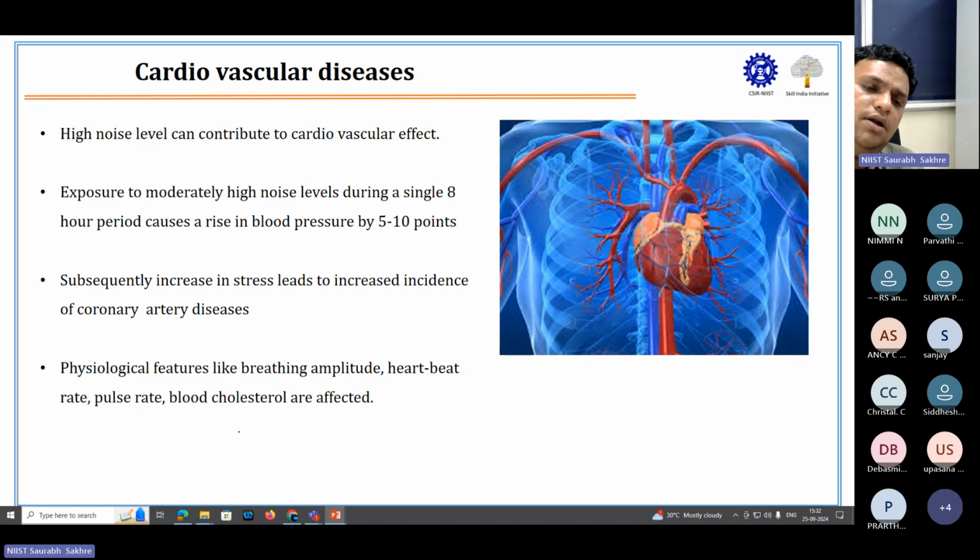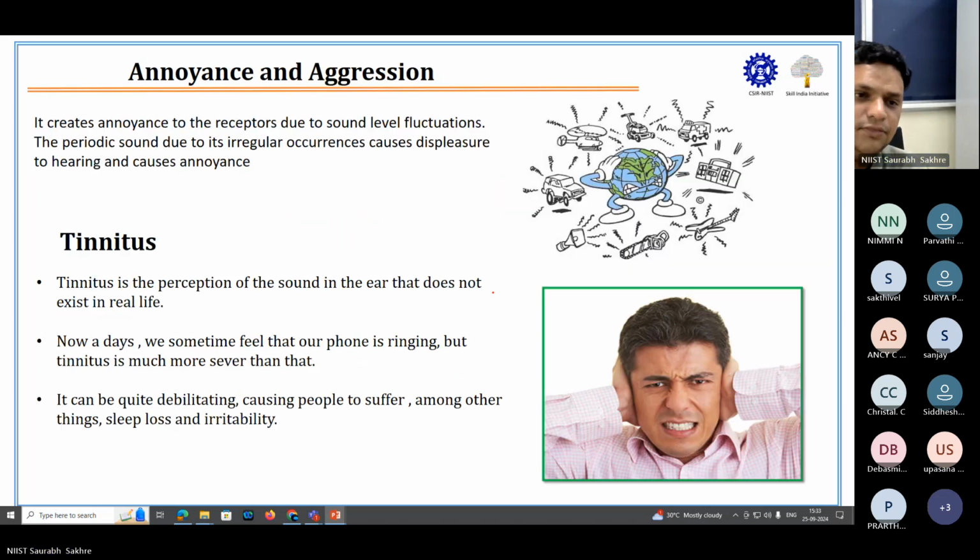Now, the second one is cardiovascular disease. When we are exposed to high levels of noise, it changes our blood pressure, and that blood pressure and other things collectively cause problems in our heart. That's why people suffer from ischemic heart disease. And it can also increase stress in our arteries. So that is also a point.